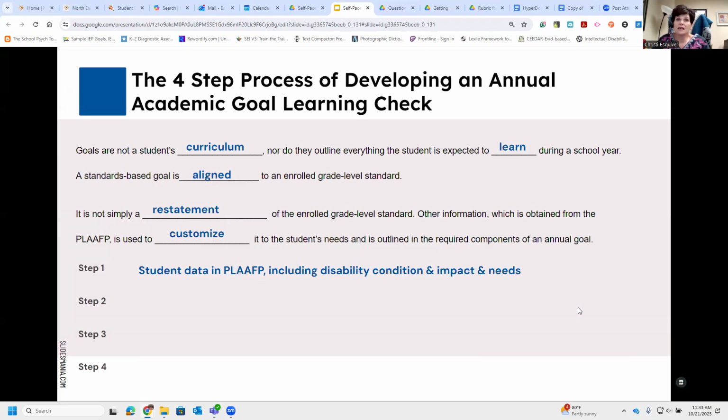Step 1 in the process involves student data in the PLAF, including the disability condition and impact and needs. Step 2 is the content standards. Step 3 is the adaptations, and step 4 is measurement.